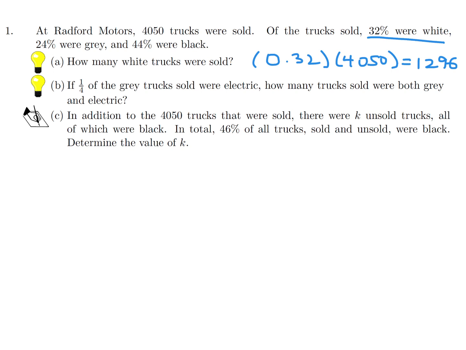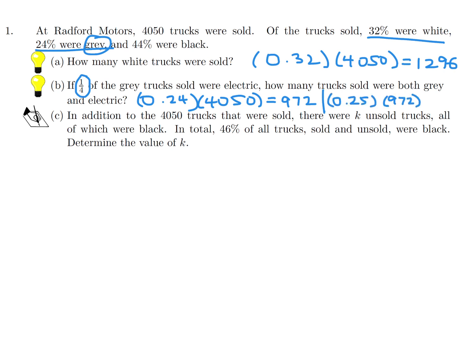If 1/4 of the gray trucks sold were electric, how many trucks sold were both gray and electric? So first we will figure out how many were gray, and that's 24%. So 0.24 times the 4050. So that is 972. So 972 are gray. And of those 972, 25%, 1/4, would be electric. So 0.25 times that 972, and that would be 243.